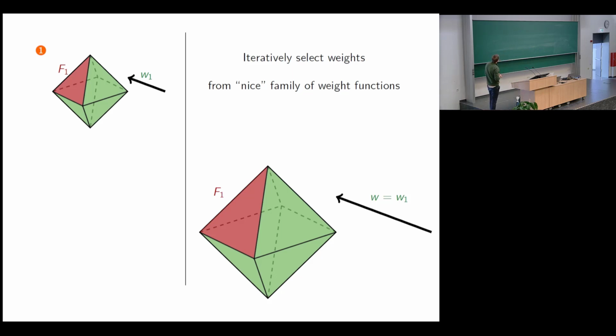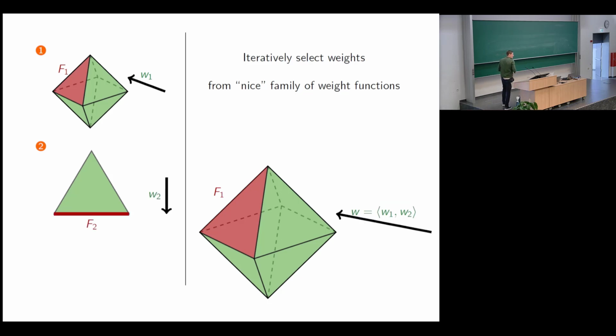Now I select W2, I'm stuck on that face now, so W2 will stay in that face, and now I minimize W2 on that face. I might get stuck in a subface, select W3, I get to a vertex. Okay? So sooner or later, I will reach a vertex, but we wanted to select as few weight functions as possible.